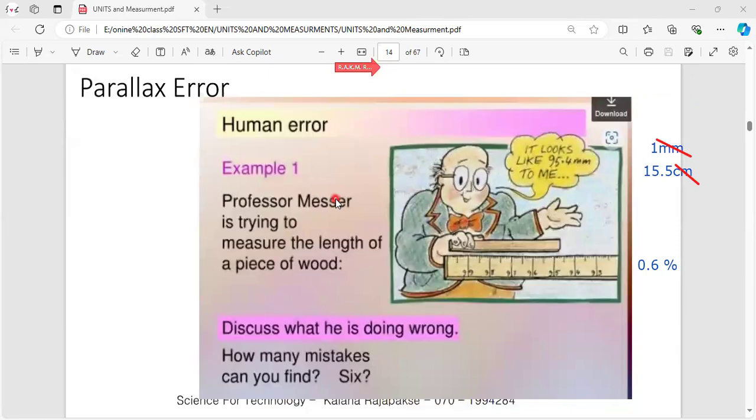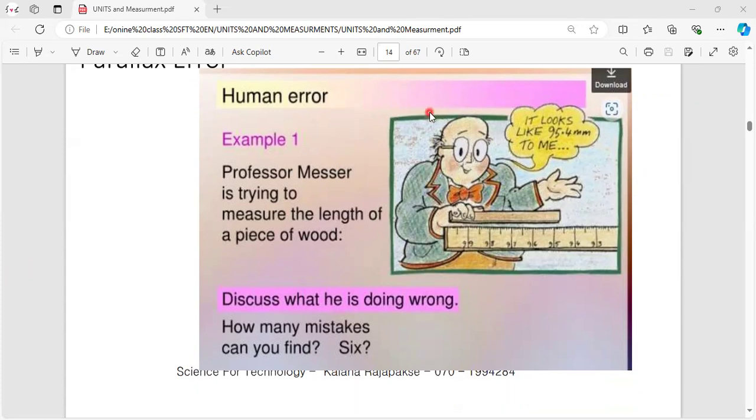And the second type after the random errors is the parallax error. Actually, it is kind of a human error. You can see in this figure, the person is measuring the length of this wooden block, right? Depending on the angle he is looking at, the final measurement might have different values, right?